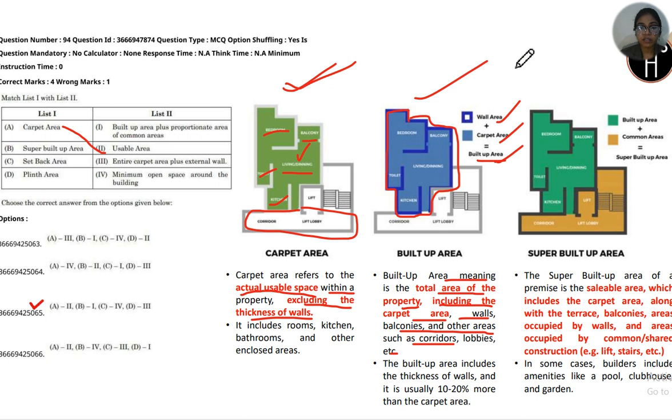The next term you have is your super built up area. So super built up area is built up area plus your common area. So what was built up? Built up was your carpet area plus your wall thickness, and super built up is built up plus your common area. So these are your common area: lift, corridor and staircase. This is your common area. So the combination of built up and common area makes your super built up area. So super built up area is built up area plus proportionate area of common area. Fine.